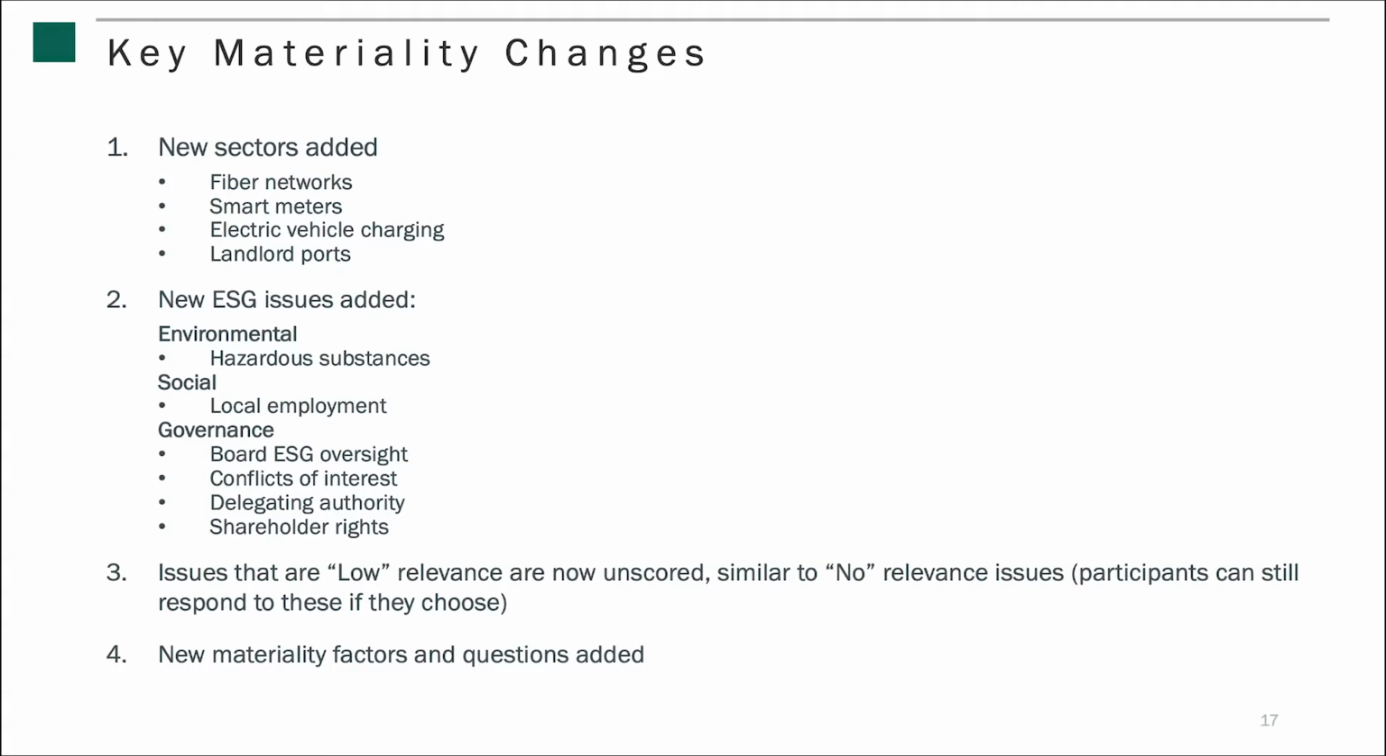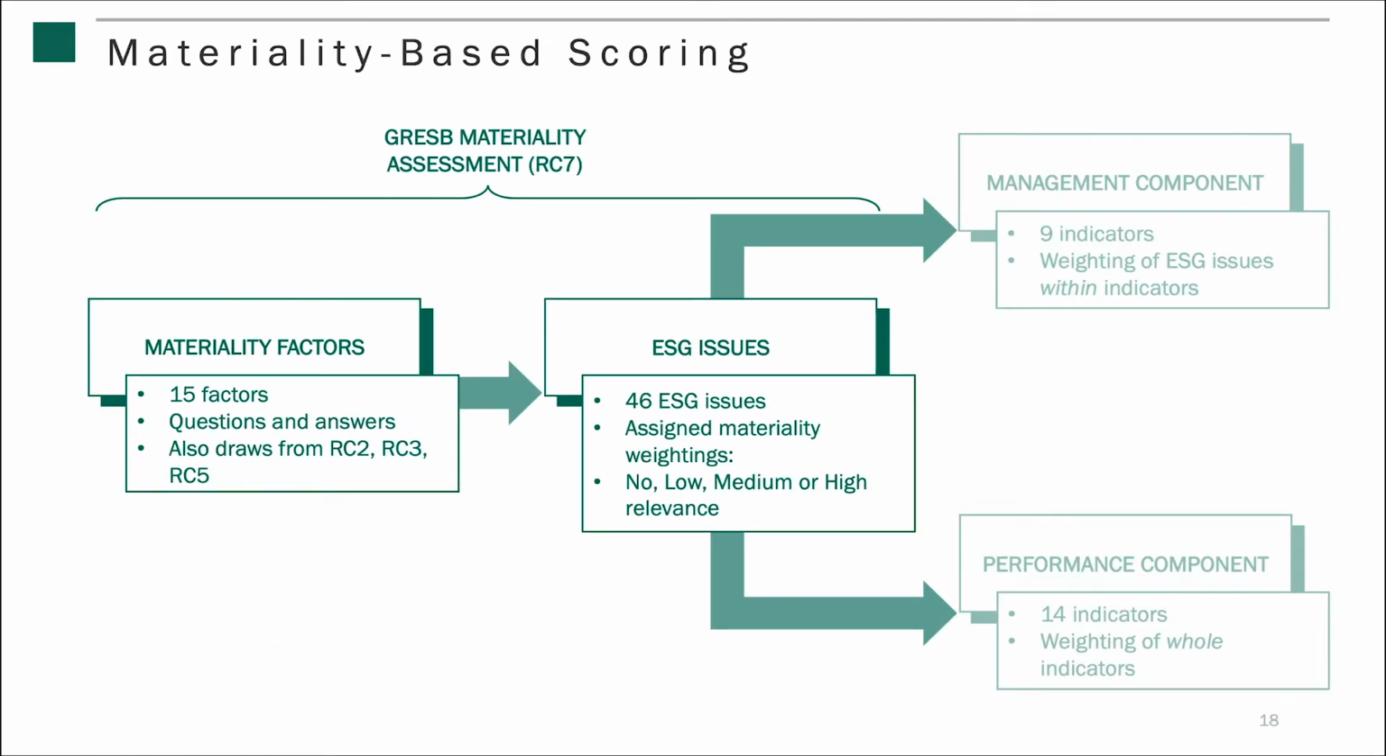New questions have been added to the GRESB materiality assessment to further refine the materiality approach in 2020. In the materiality assessment, the entity must respond to a list of questions. Based on the responses, the region and sector of the entity, ESG issues are assigned materiality weightings. For all the issues that are flagged as medium or high relevance in the materiality assessment, entities will be scored on the responses for the relevant indicators. Any issues flagged as no or low relevance will not be scored, although entities are still able to report on those topics if they so choose.